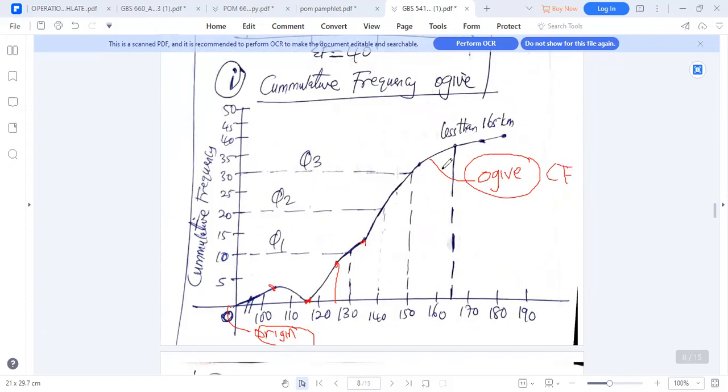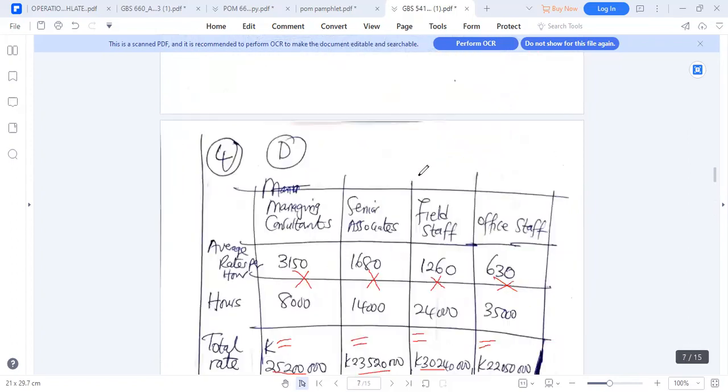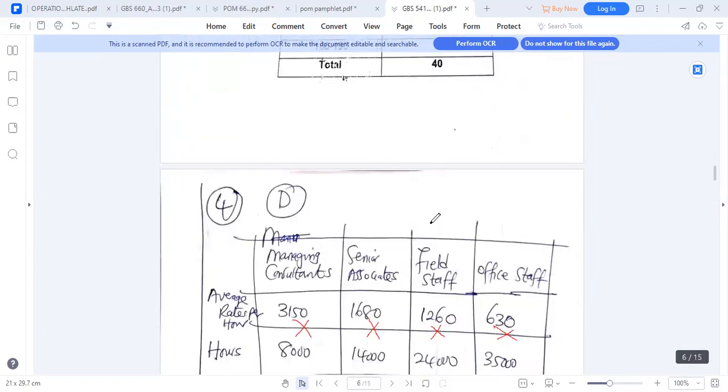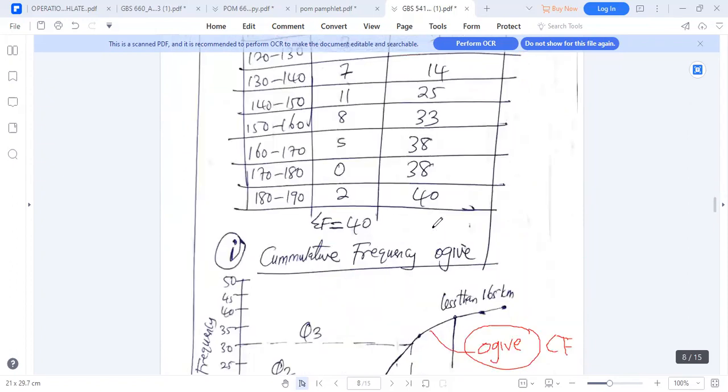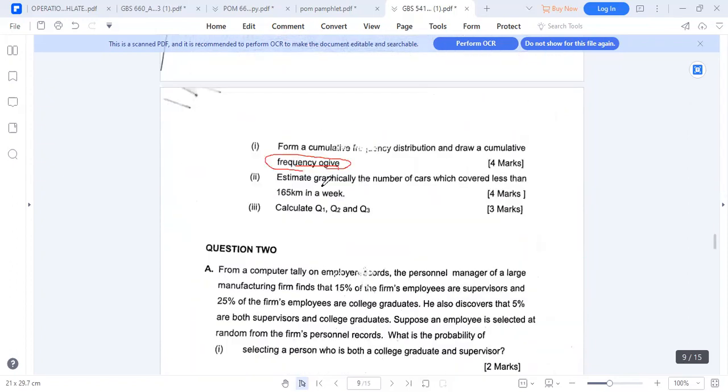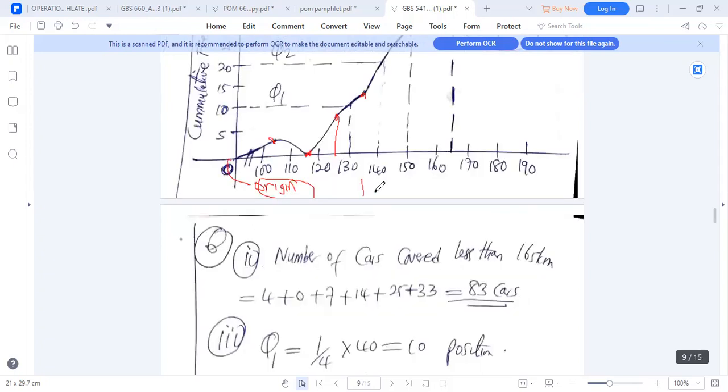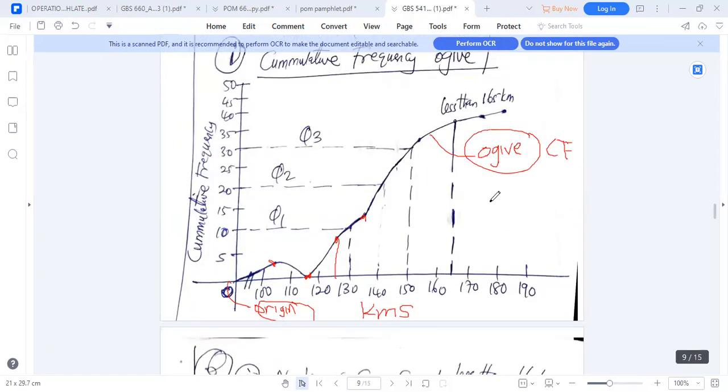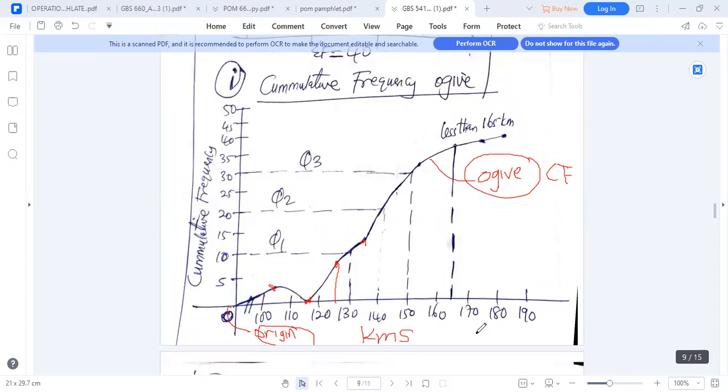Now from here, we can go to the other question, which asks for the percentage of the number of cars which cover less than 165 km. These are kilometers. So those that covered less than 165, 165 is here. So less than 165.